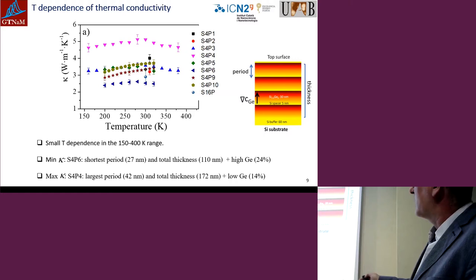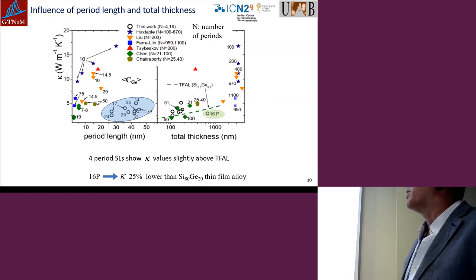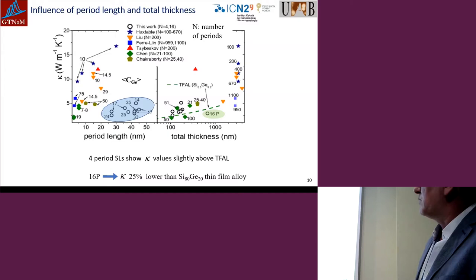Okay, so this is a busy slide, so let me try to go slow in this one. This is thermal conductivity, and now we plot it as a function of the period length and as a function of the total thickness. And here we have a bunch of different measurements by other people that have measured superlattices. This reference here, this is our work. This is the work here for these superlattices, and this is also represented here by the empty circles.